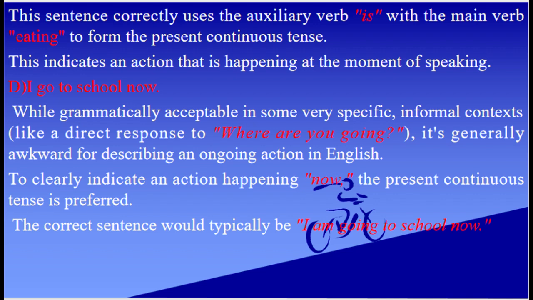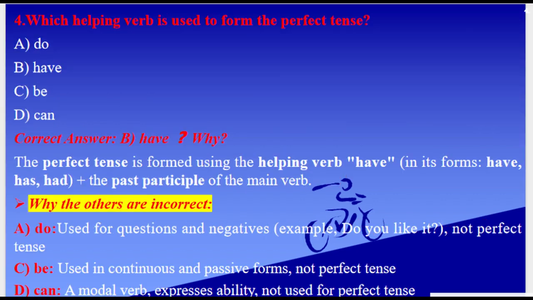D. I go to school now. While grammatically acceptable in some very specific, informal contexts, like a direct response to "Where are you going?", it's generally awkward for describing an ongoing action in English. To clearly indicate an action happening now, the present continuous tense is preferred. The correct sentence would typically be: I am going to school now.